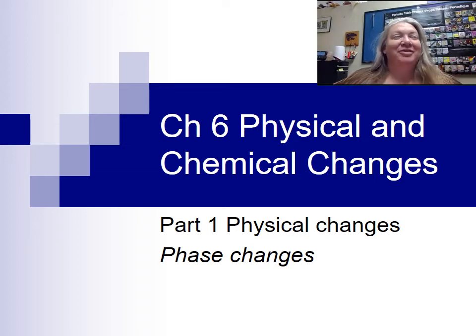We are ready now for Chapter 6. Chapter 6 is going to deal with physical and chemical changes. So we're going to look at some examples of physical changes or physical properties that we can look at. And then we're going to look at some of the ideas surrounding chemical changes in a chemical reaction.